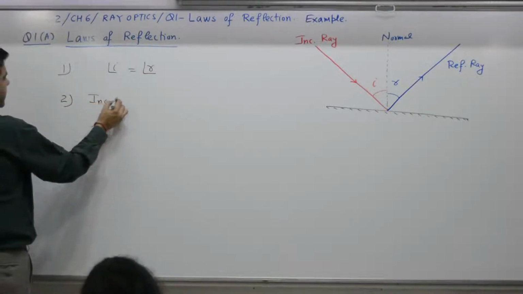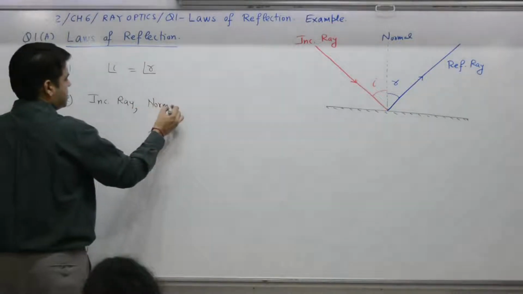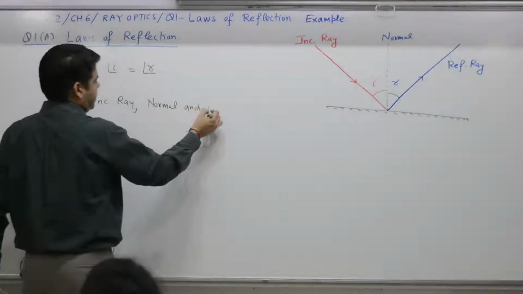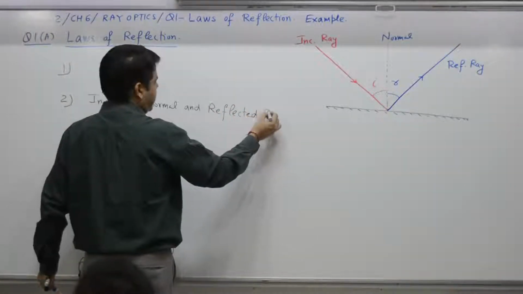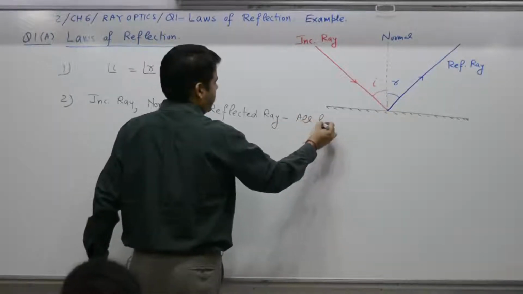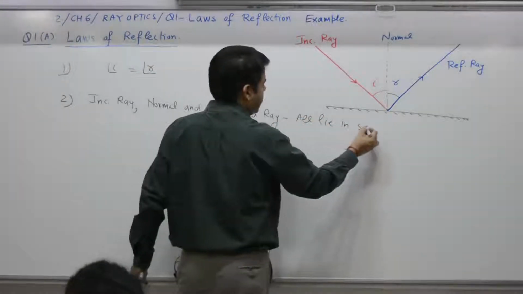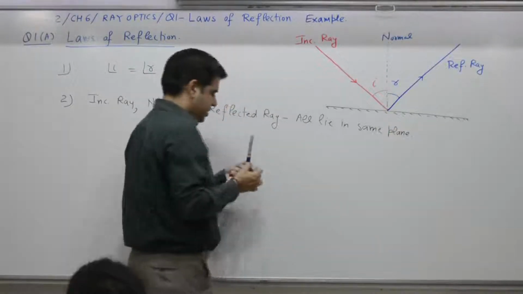Incident ray, normal to the surface and reflected ray all lie in the same plane. That means what?